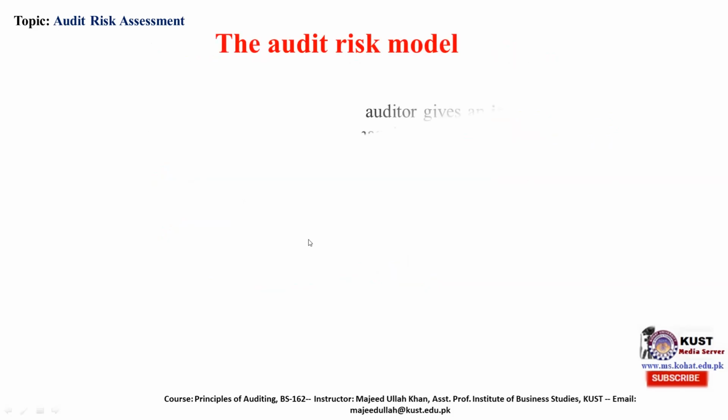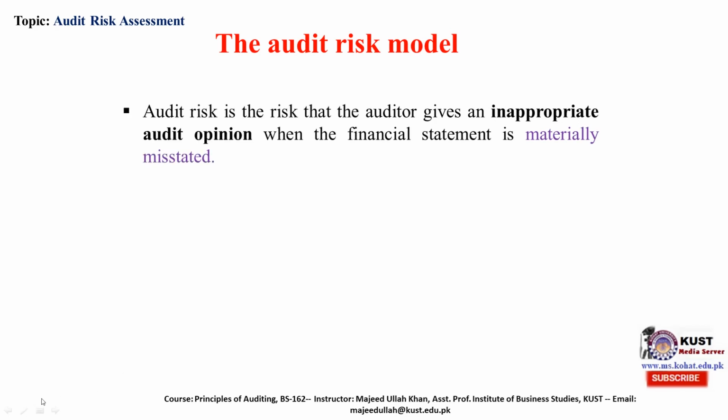Audit risk model. Audit risk is a risk. What is audit risk? It is the risk that the auditor gives an inappropriate audit opinion when the financial statements are materially misstated. It means that if the financial statements do not present a true and fair view of the company, but the auditor gave a true and fair view opinion, there is a chance. So the auditor tries to reduce the chance of giving an inappropriate opinion when financial statements are materially misstated by the management. It is called audit risk.